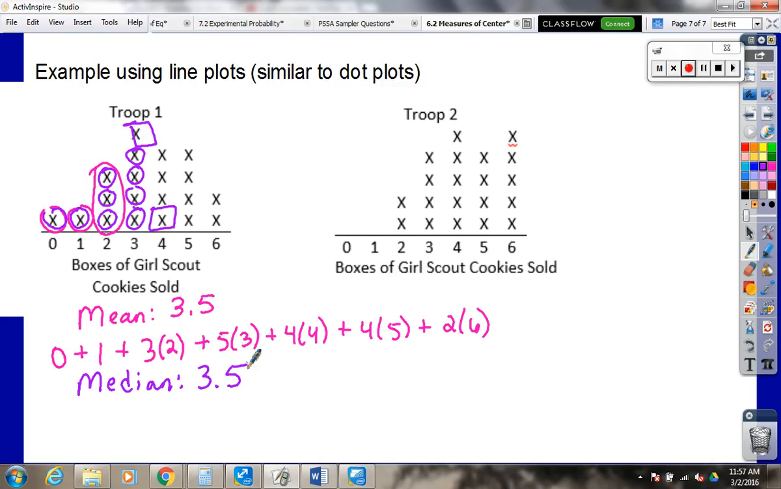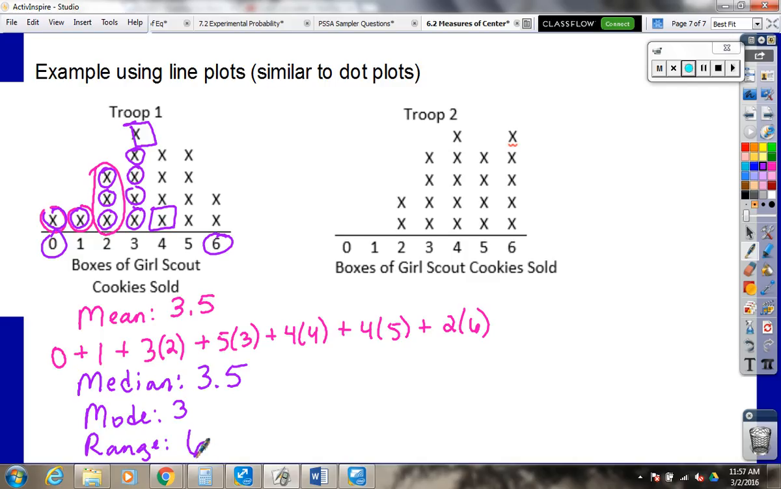Okay, what about the mode? We can see really easily what the mode is from this. What's the mode? 3. Good. What about the range? Range is 6, because the most number of boxes is 6, the least is 0, so the range is 6.